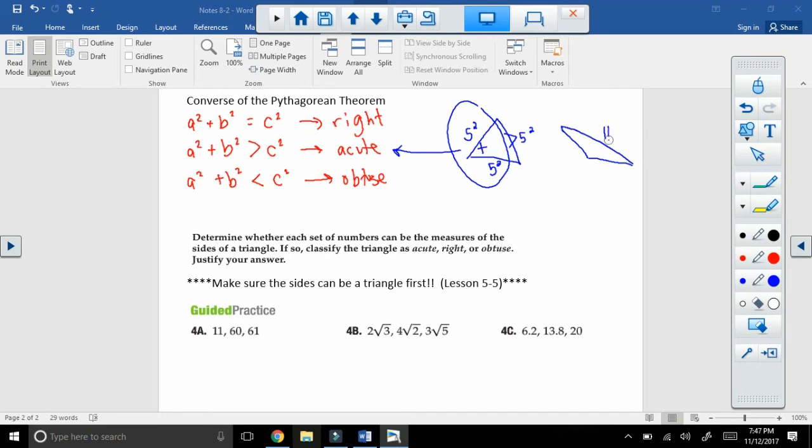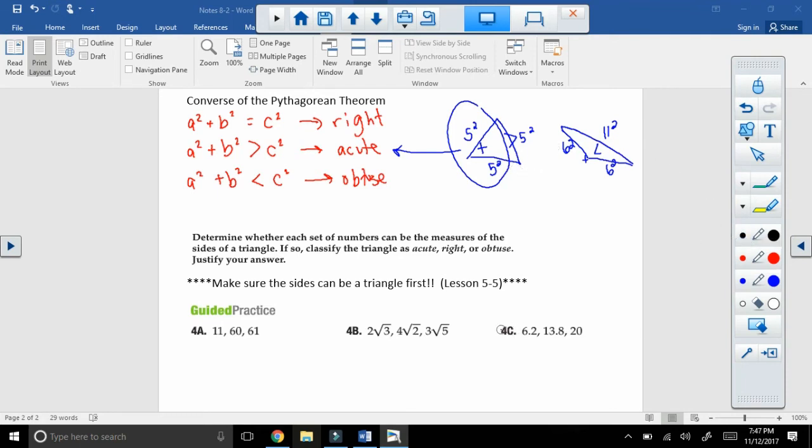You know, maybe this side's 11 and this is 6 and 6. Well, when you add those up and square them, so it's going to be 36 and 36, that's going to be less than that other side squared. So that's obtuse. So if you can't remember which one's which, maybe if you just sketch out a little equilateral triangle, that will help spark your memory as to which case it is for each one.